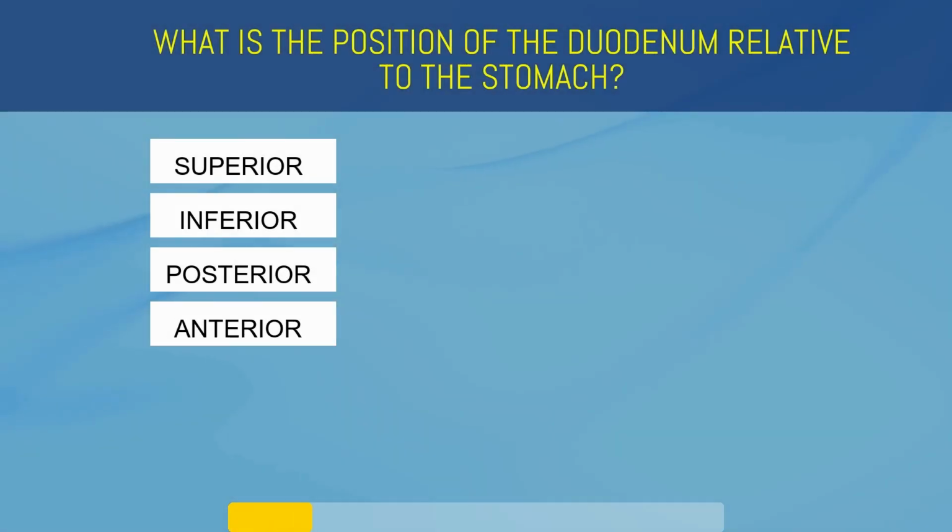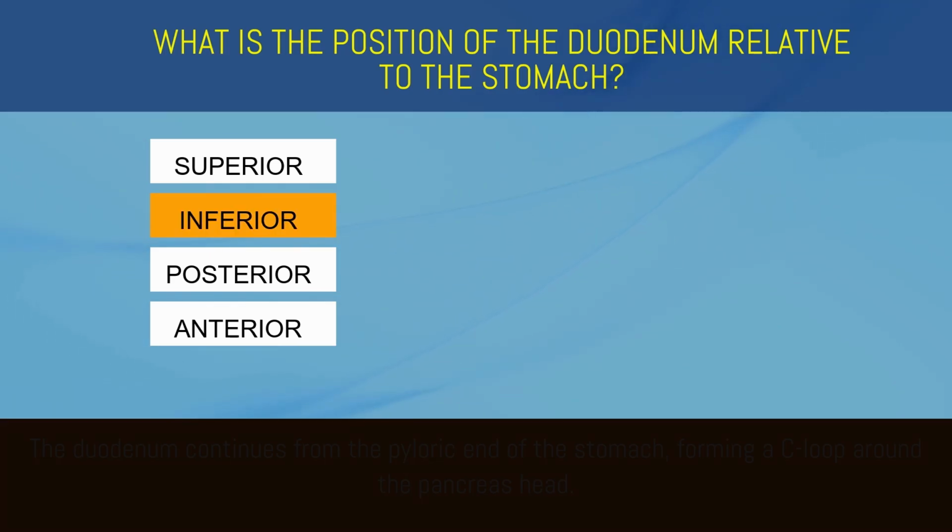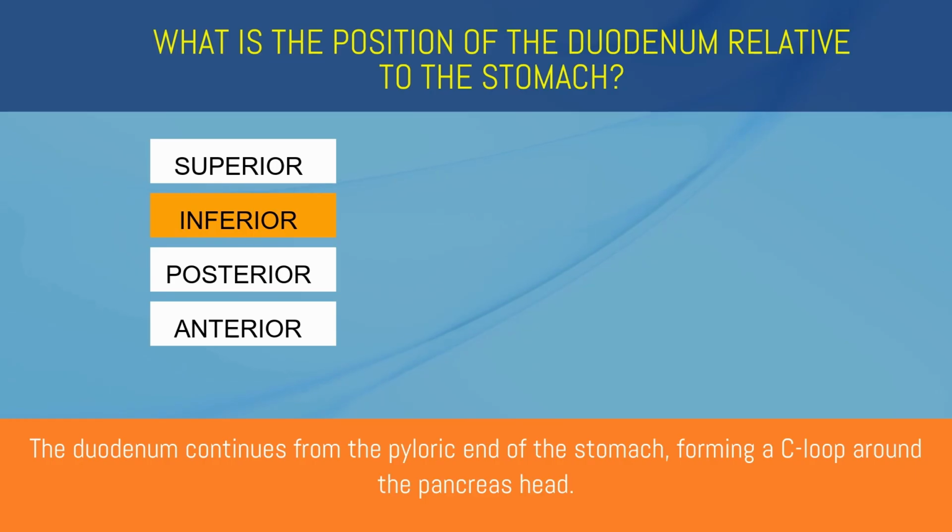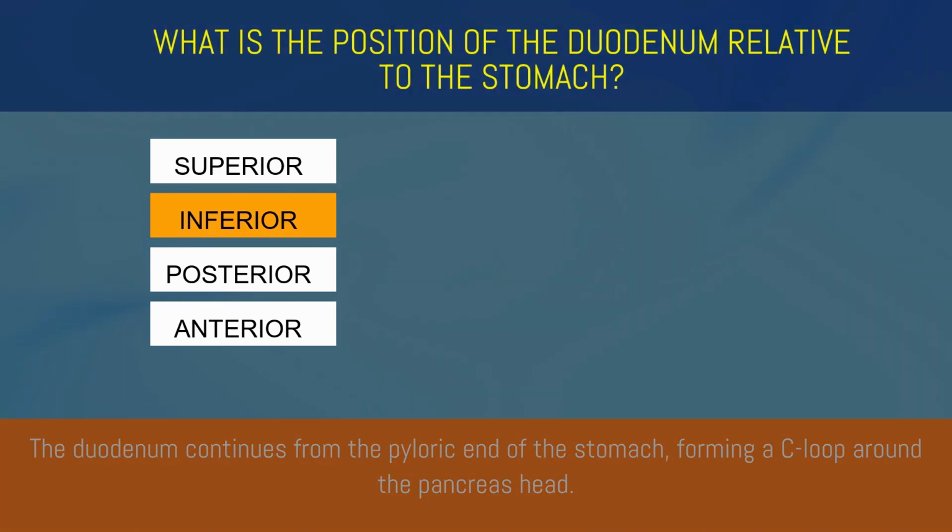What is the position of the duodenum relative to the stomach? Superior, inferior, posterior, or anterior? Inferior. The duodenum continues from the pyloric end of the stomach, forming a C-loop around the pancreas head.